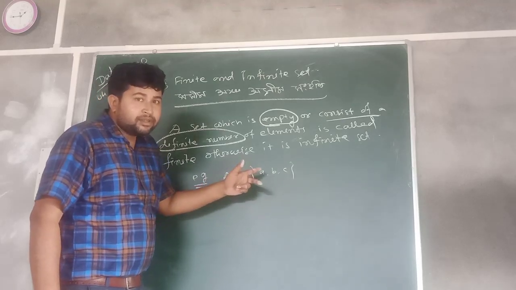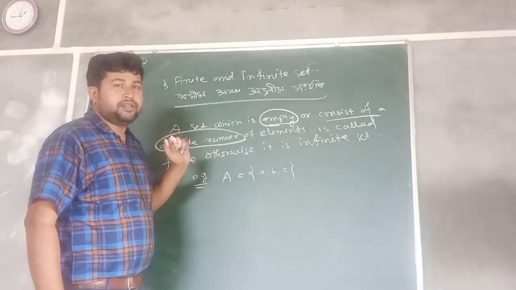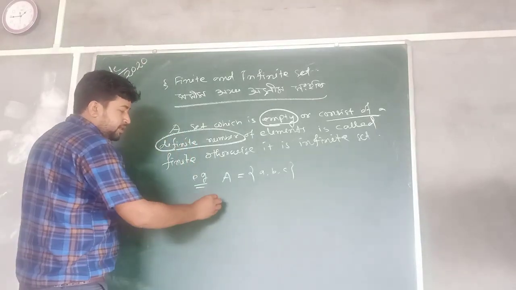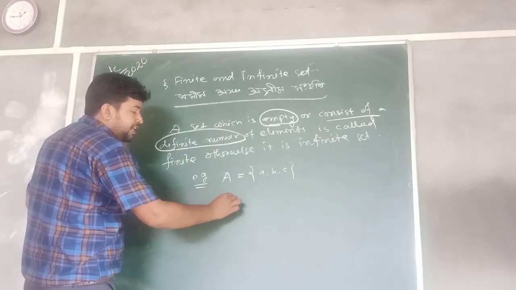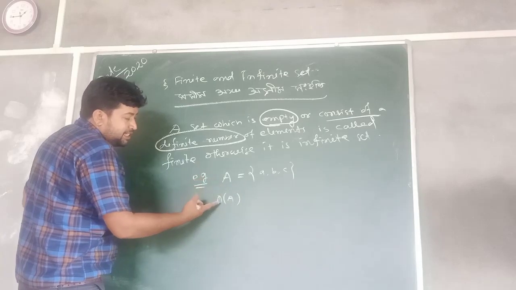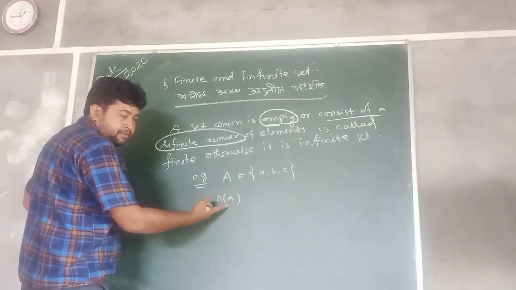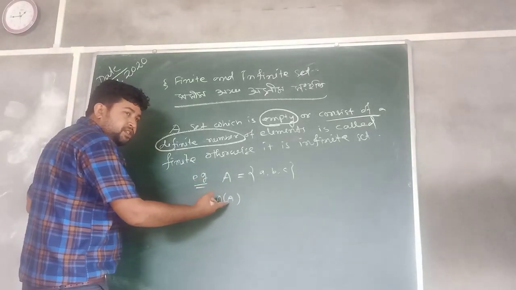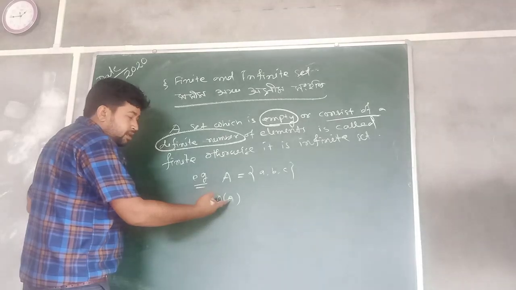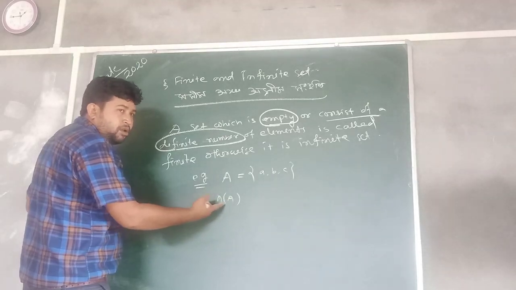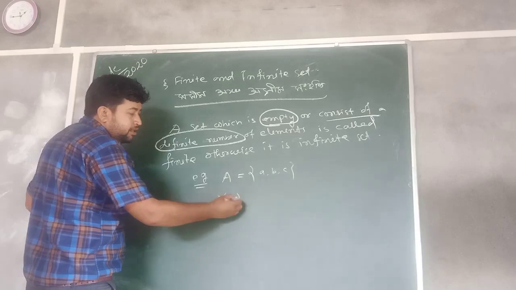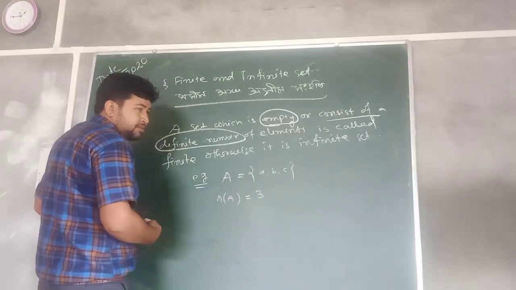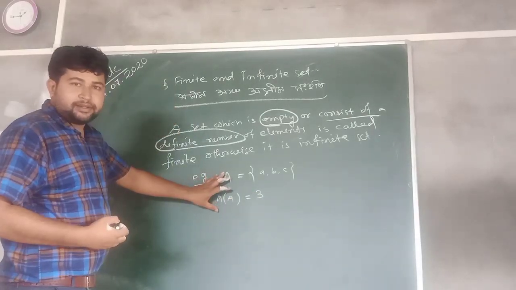How many elements? There are 3 elements. Number of elements of a set is denoted by n(A). n(A) means number of elements of a set. Here n(A) is equal to 3. This is finite.